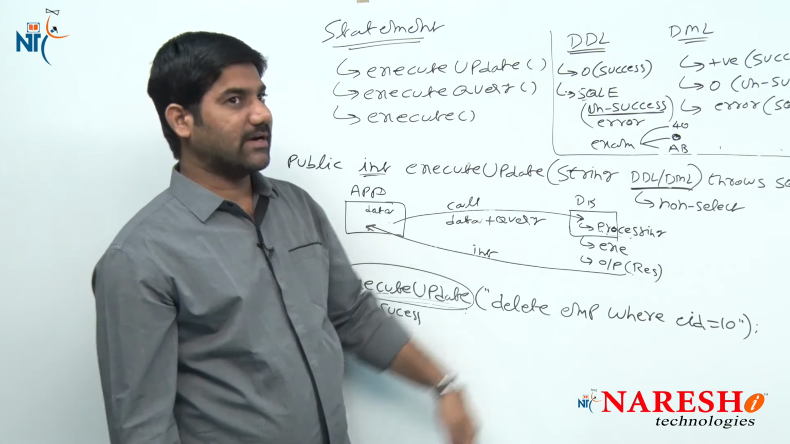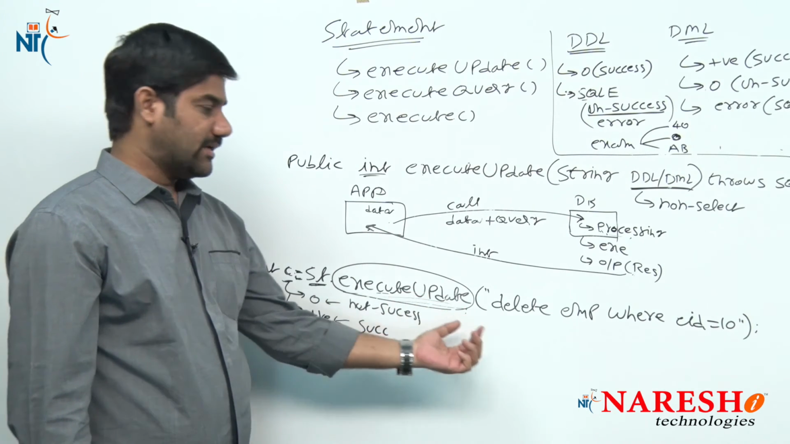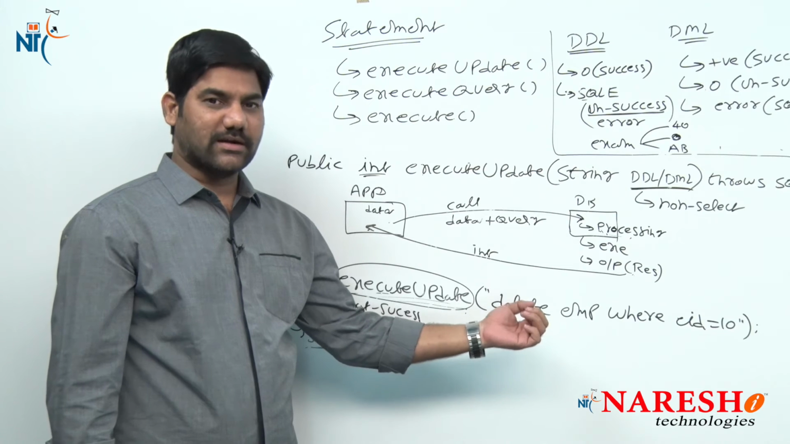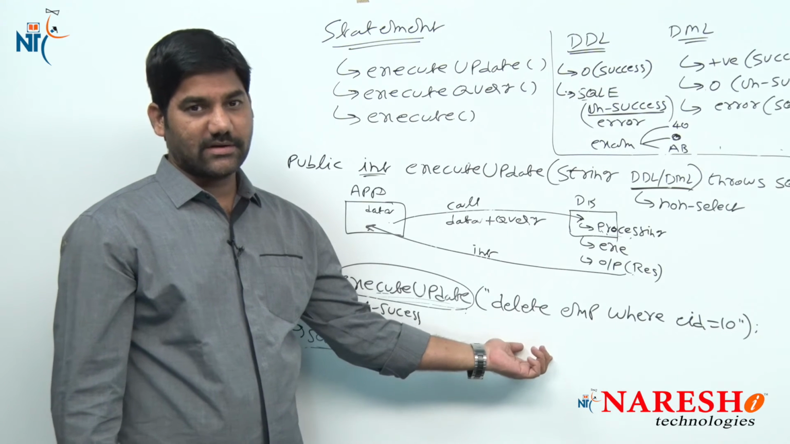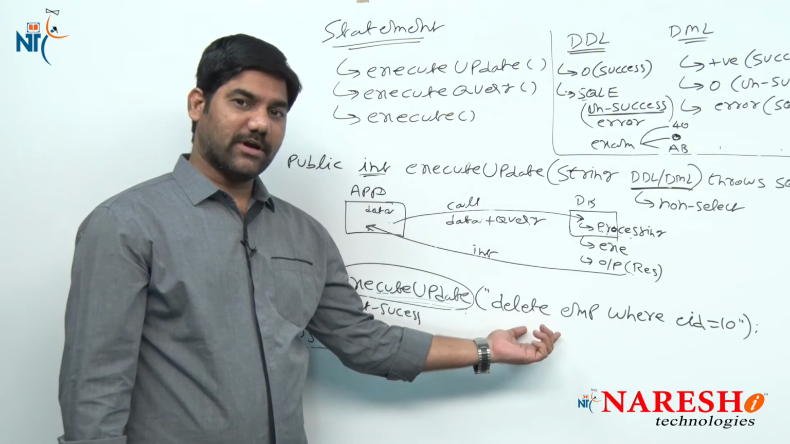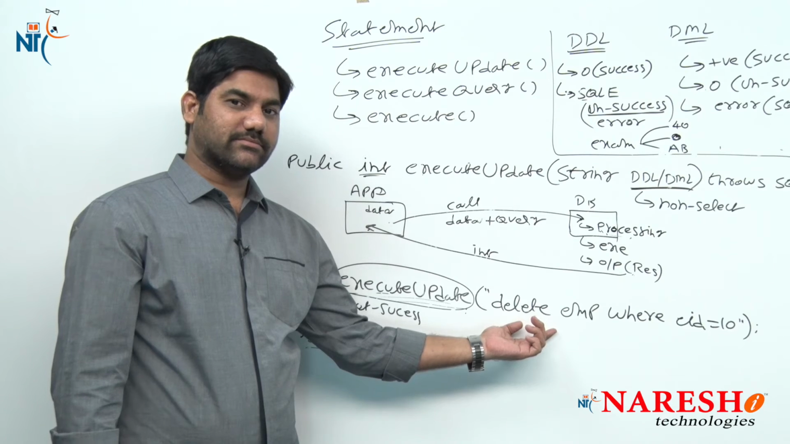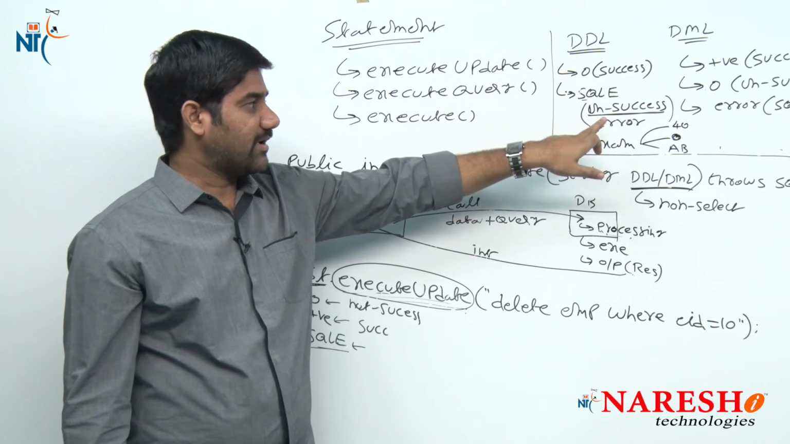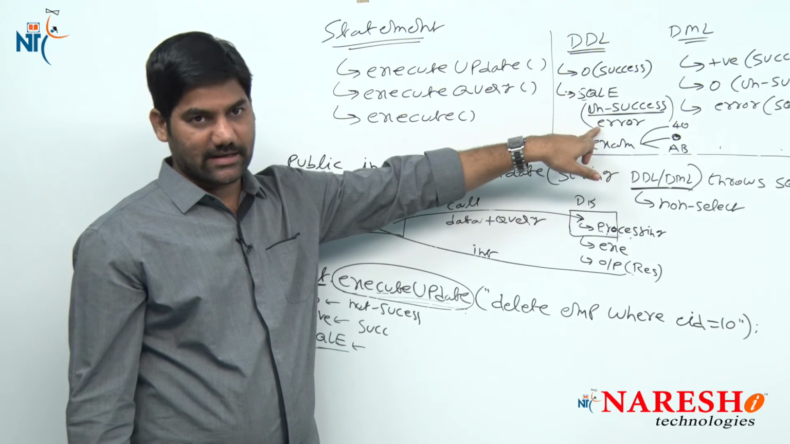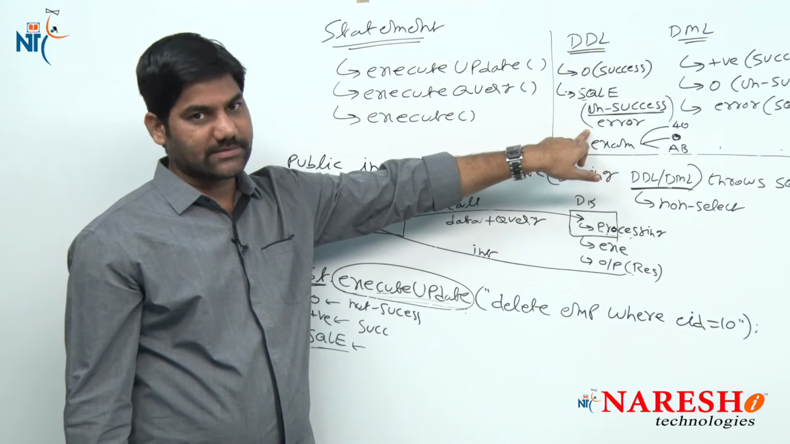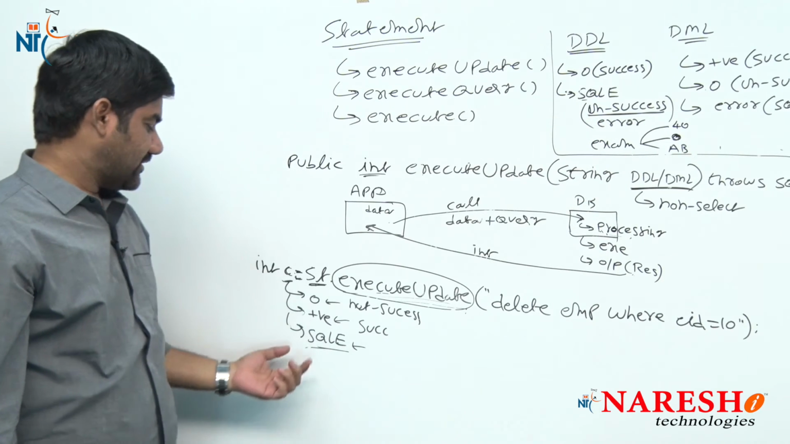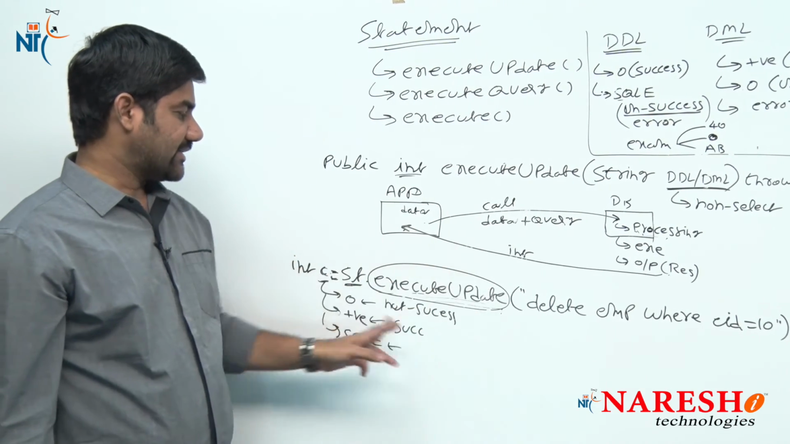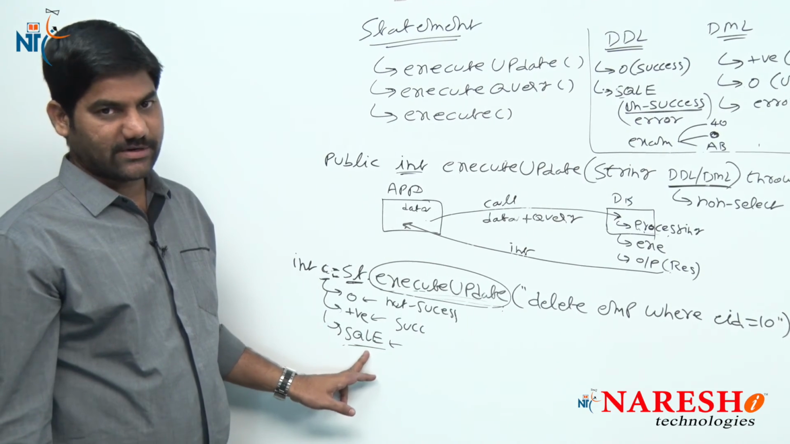What about DDL commands? The same statement, just write any DDL command here: either create command, drop command, alter table command, truncate command, or rename command, anything you can write. If the command succeeds, we get 0. If the command fails, meaning unsuccess or error, an SQL exception comes, and for handling that exception we already have catch blocks in our program. This is the execution operation of execute update.